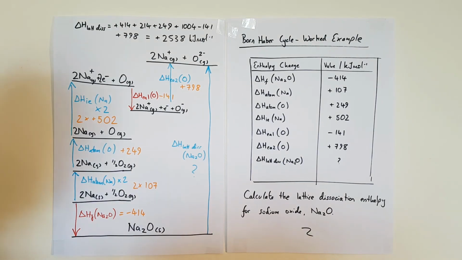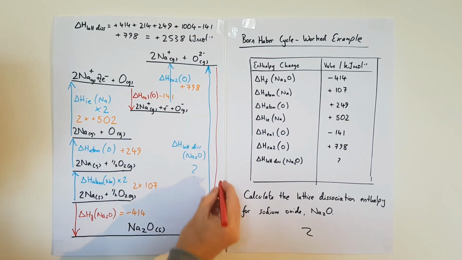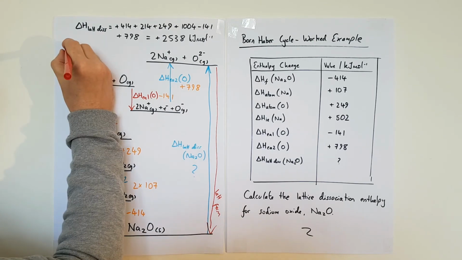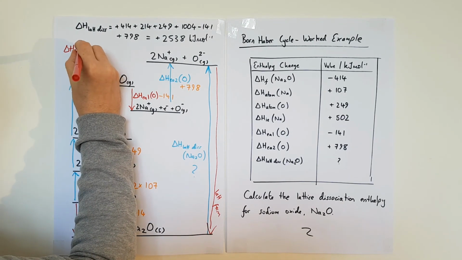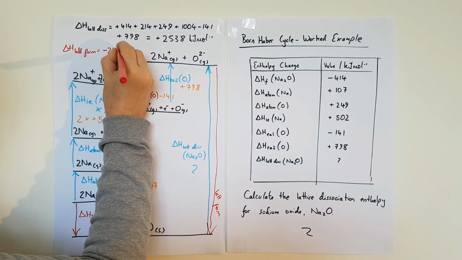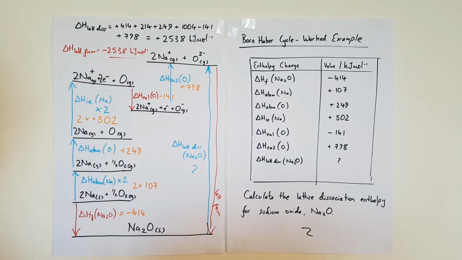If I wanted the lattice formation enthalpy, what would that be? Well, that would be the exact opposite. There's our lattice formation there. Lattice formation and lattice dissociation are the exact opposite of each other. So if I was asked for the lattice formation, it would just be minus 2538. Okie dokie.